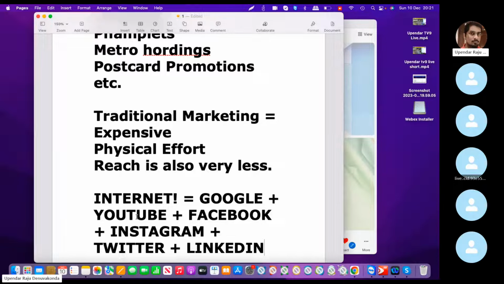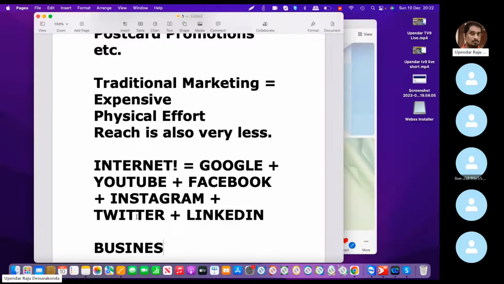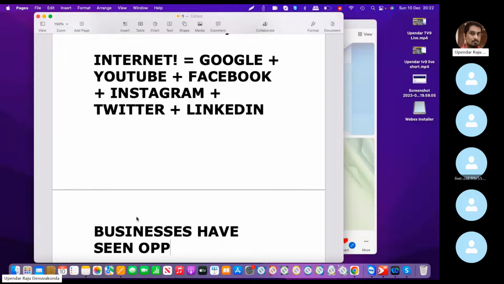Now everybody started using the internet on their smartphones. Everybody is using Google every day. Everybody is using YouTube every day. Everybody is using Facebook and Instagram every day. This is where the businesses have seen an opportunity.